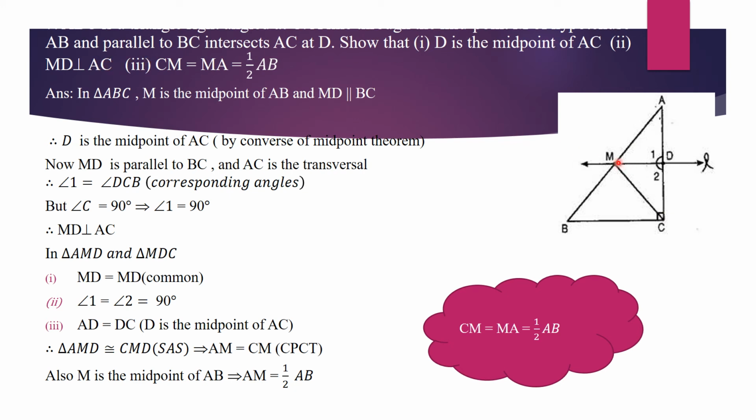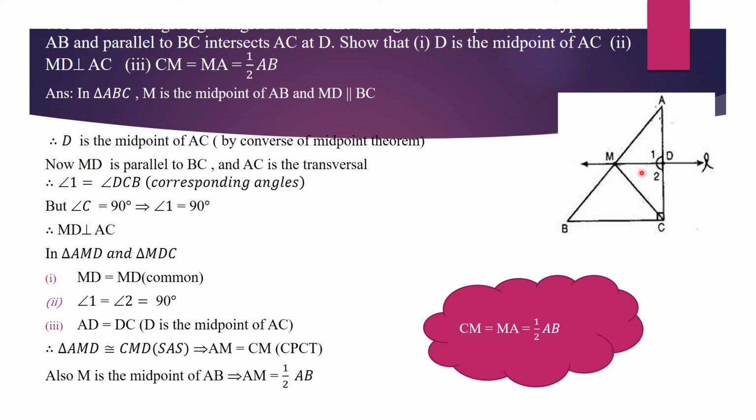So taking M as the midpoint of AB, we are going to draw a line MD parallel to BC, which is intersecting AC at D. In triangle ABC, since M is the midpoint of AB and MD is parallel to BC, we can say D bisects the third side AC, and therefore D is the midpoint of AC by the converse of midpoint theorem.